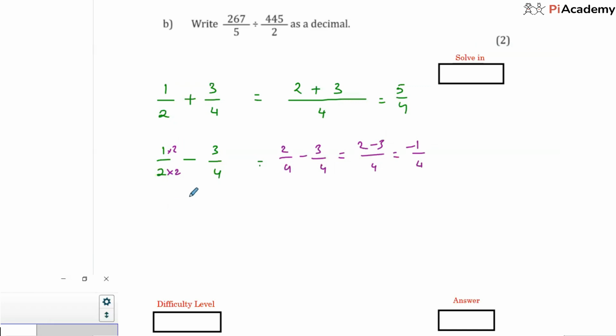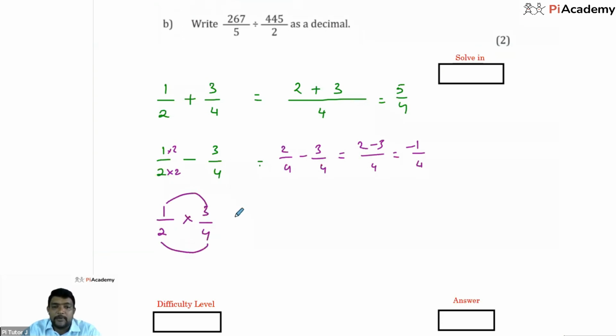Yes. Now, when it comes to multiplication of two fractions, 1 over 2 times 3 over 4, you multiply the numerators and you multiply the denominators. So it is 3 over 8, right? Yep.